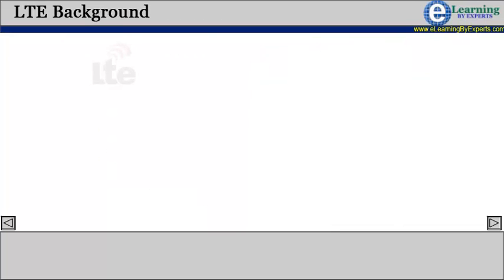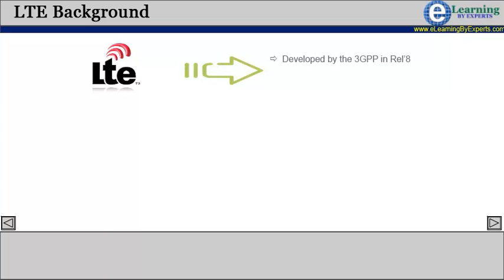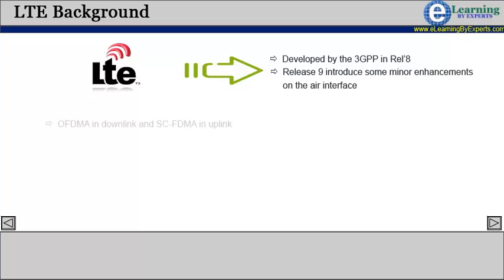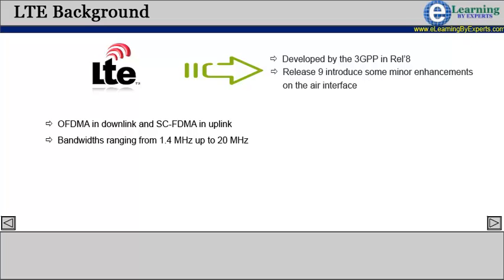In the evolution path, LTE was developed by 3GPP in Release 8. Release 9 introduces some minor enhancements to LTE Release 8 with respect to the air interface. Key technology advancements introduced in LTE are: LTE adopted orthogonal frequency division multiplexing, OFDM, instead of CDMA as multiple access technology, in order to efficiently support wideband transmission. LTE supports flexible bandwidth ranging from 1.4 MHz up to 20 MHz.